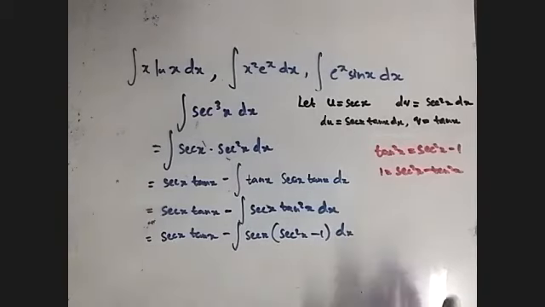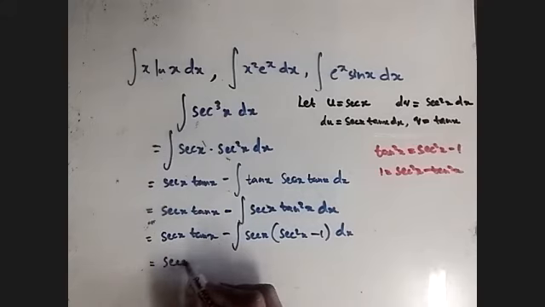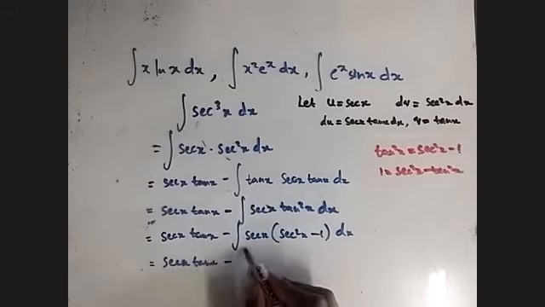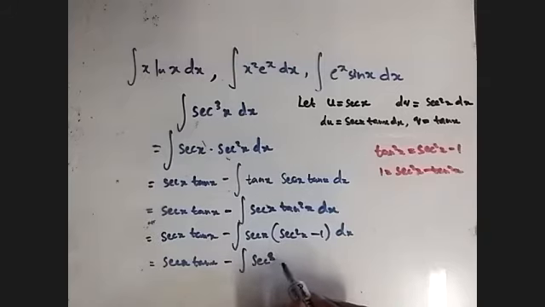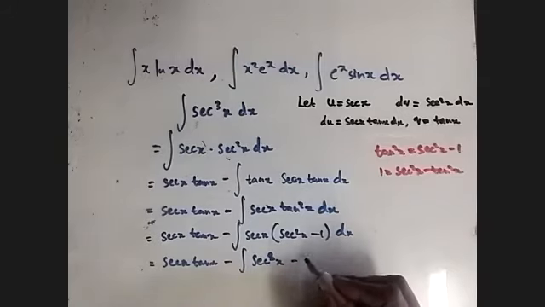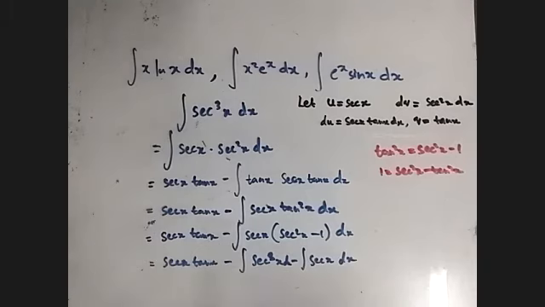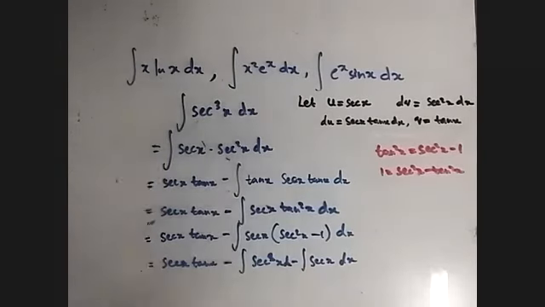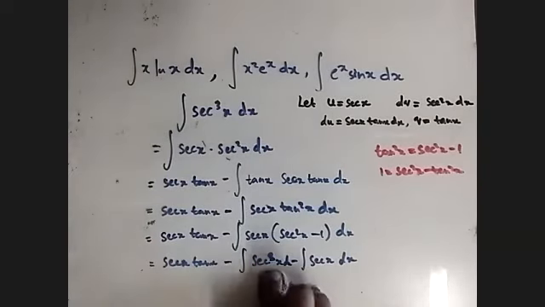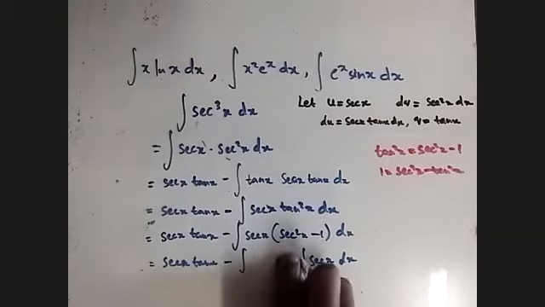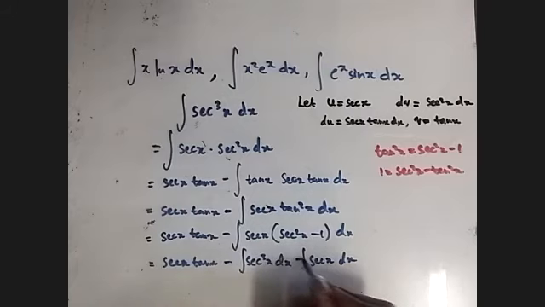Okay. And then from here, we're just going to have sec x tan x minus the integral of sec cubed x minus the integral of sec x, and then, oh, I forgot the dx, okay? Now, this is the most interesting part, because first, I wanted to kill this sec cubed x dx, but at the end, I still do have it, okay?